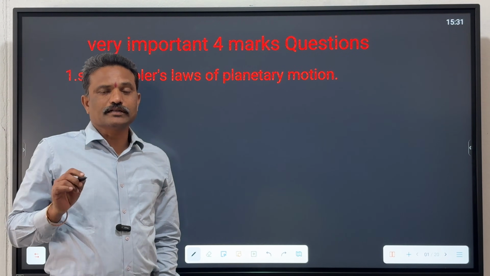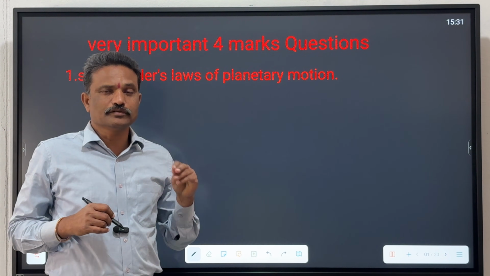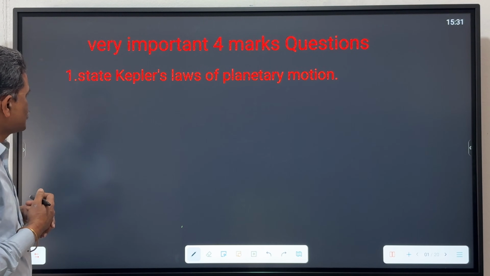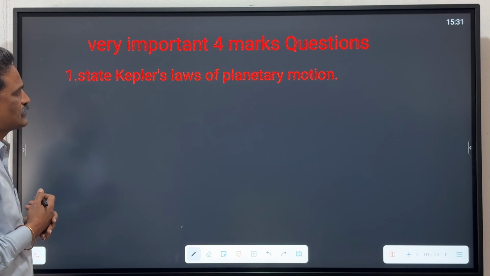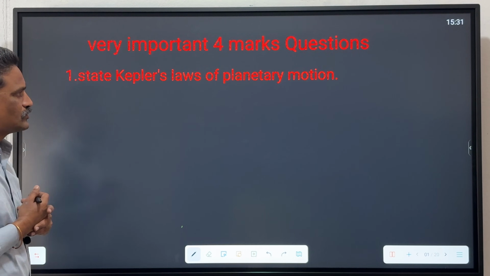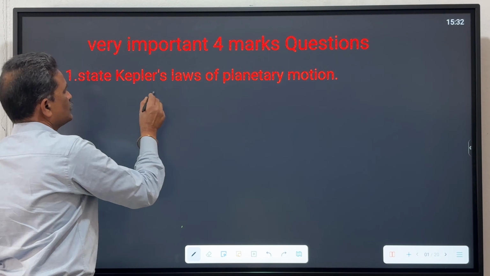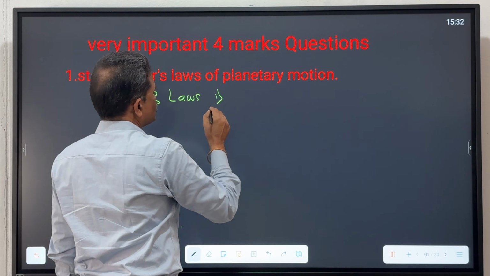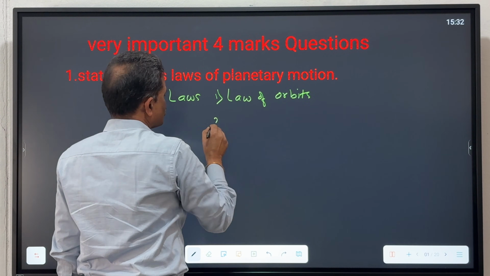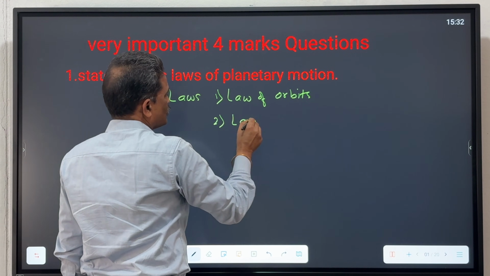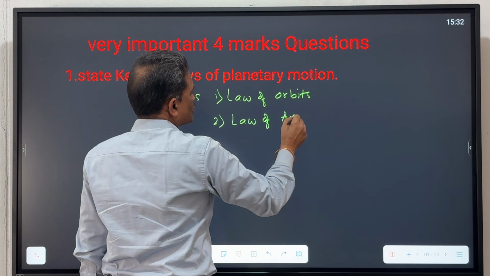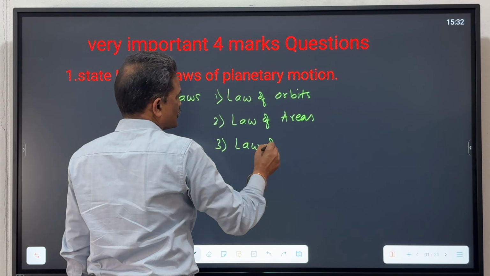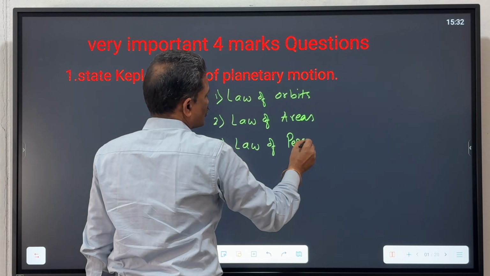My dear students, we are going to discuss four marks questions and their answers of gravitation. The first question is: state Kepler's laws of planetary motion. Kepler proposed three laws of planetary motion. The first law is known as the law of orbits, the second law is known as the law of areas, and the third law is called the law of periods. So what are all these laws?